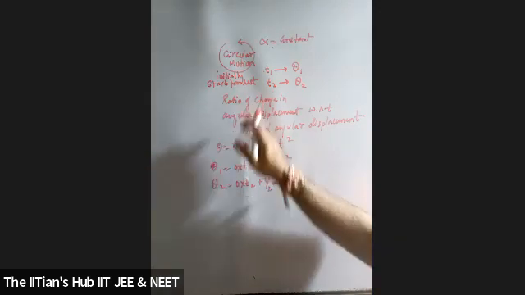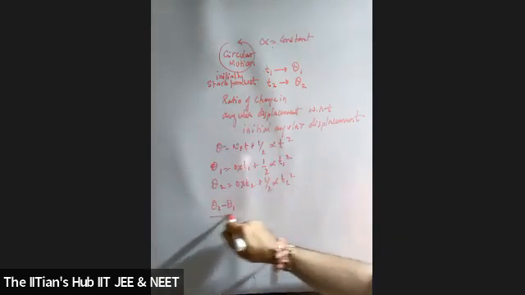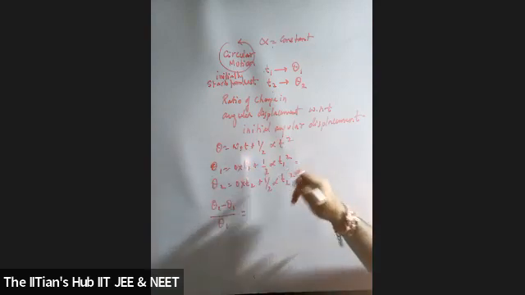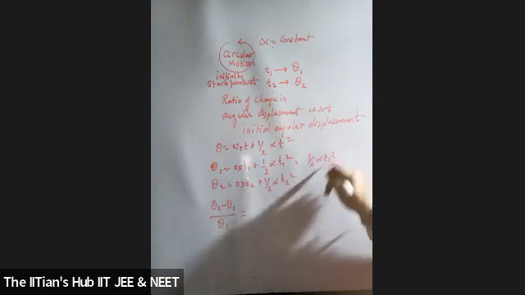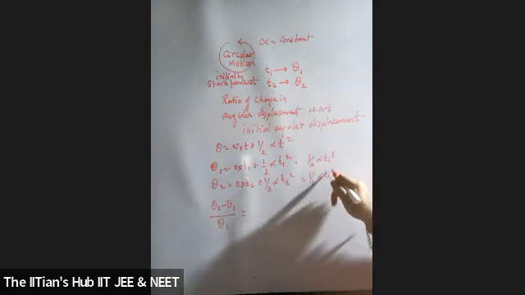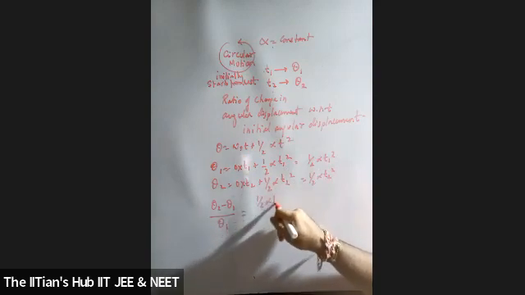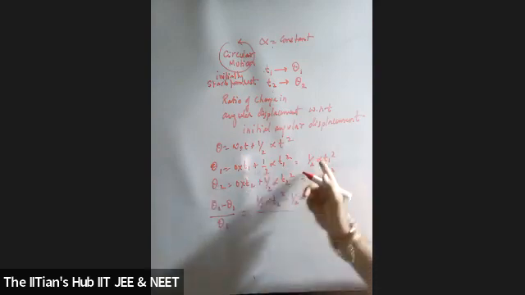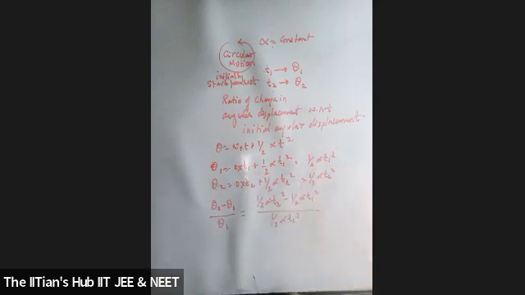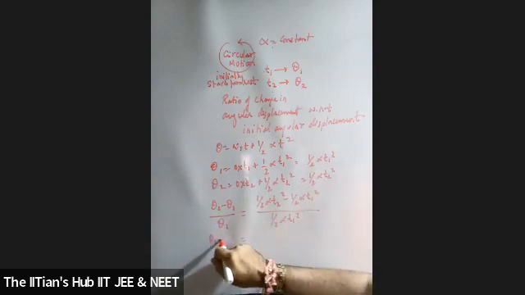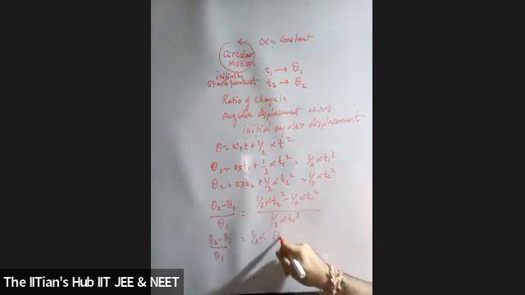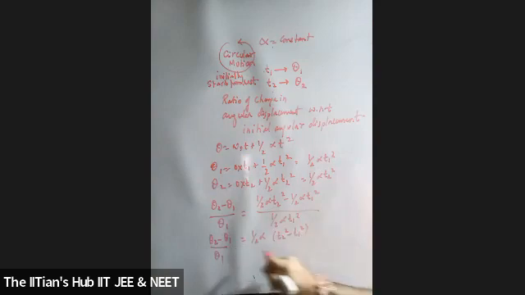I want the ratio of change. So theta 2 minus theta 1 upon theta 1. The first term will be 0, so this will be only half alpha t1 square and this will be half alpha t2 square. So what will the numerator be? Half alpha t2 square minus half alpha t1 square, upon what? What is theta 1? Half alpha t1 square. So what's your answer? Can I say half alpha will be outside? t2 square minus t1 square upon half alpha t1 square.